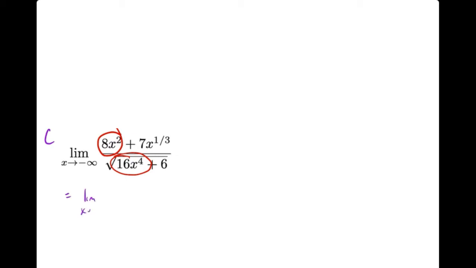So this limit is equal to the limit as x goes to minus infinity of 8x squared over the square root of 16x to the fourth. Do some algebra. This is equal to the limit as x goes to minus infinity of 8x squared over, see, the square root of 16 is 4. The square root of x to the fourth is x squared. Cancel, cancel. This is equal to 8 over 4 equals 2.